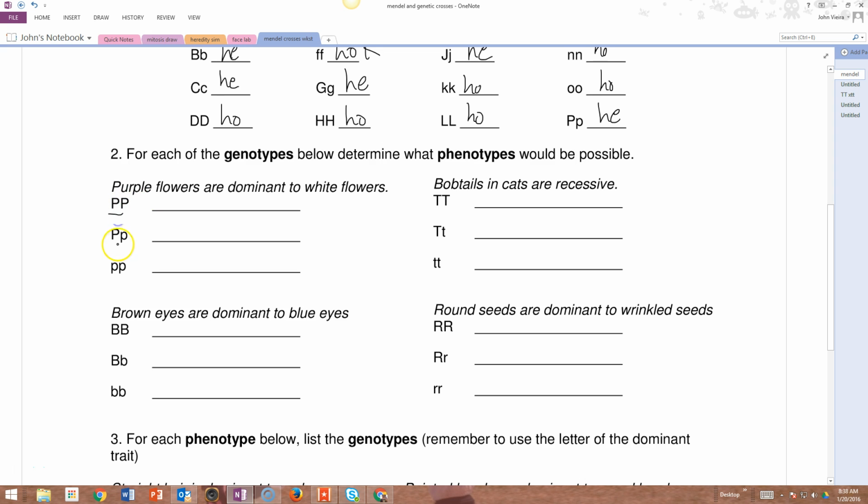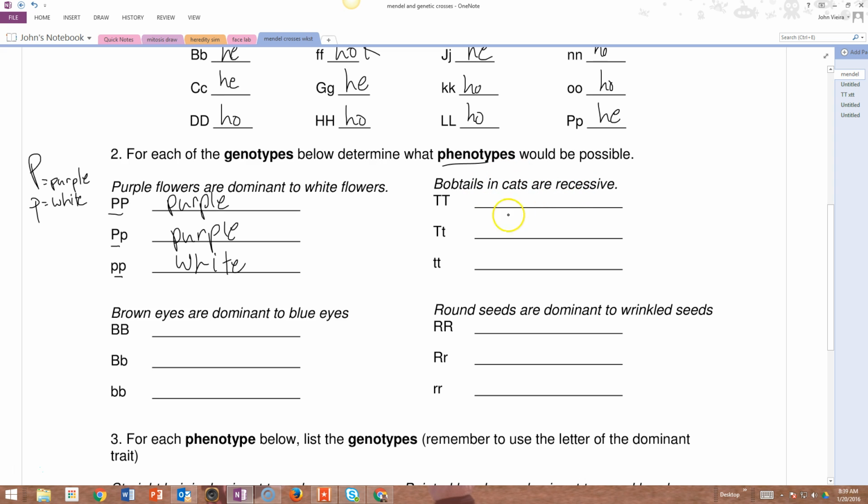Now they give you the genotypes: homozygous dominant, heterozygous, homozygous recessive. You're supposed to write the phenotypes. So if purple is dominant to white, then obviously the capital P would be purple, and it's not very good to use the letter P. This is a lowercase p. That would stand for white. That may help you. So this would give you a purple flower, this would give you a purple flower, this would give you a white flower.